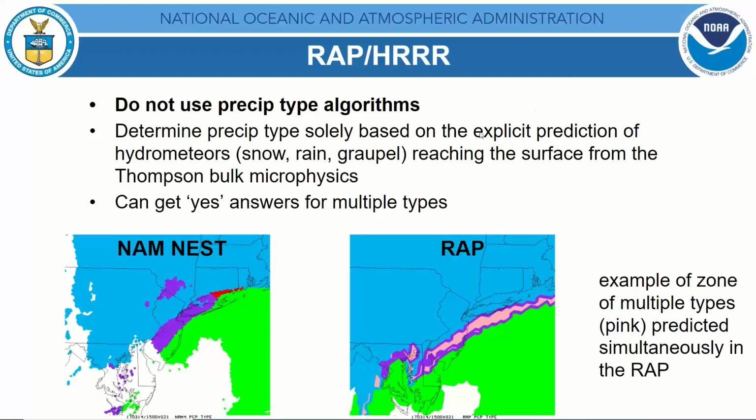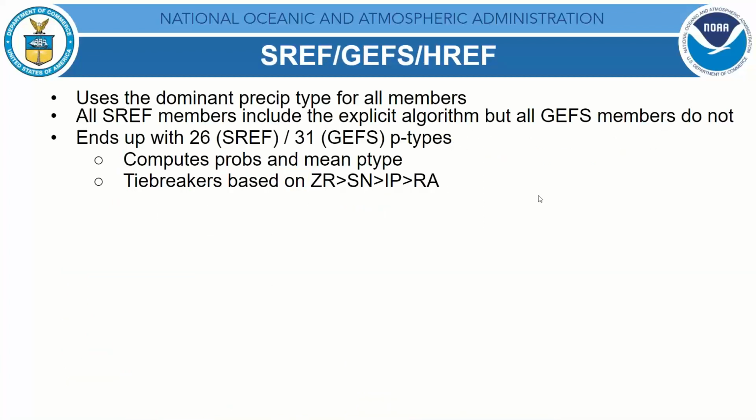So on the left is the NAM, where you've got the rain is green, snow is blue, you've got some freezing rain in the red, and you've got the sleet in purple. But notice on the RAP, it's got this area of pink, which is kind of a multitude of different precipitation types. So it's got everything going on at once, as opposed to one specific dominant type that's shown on the NAM nest. So for the ensemble systems, they all use the dominant precipitation type for all the members. And remember, for the HREF, there are 26 members, 31 for the GFS ensemble, and 10 for the HREF. So this allows them to compute the probability and a mean precipitation type.